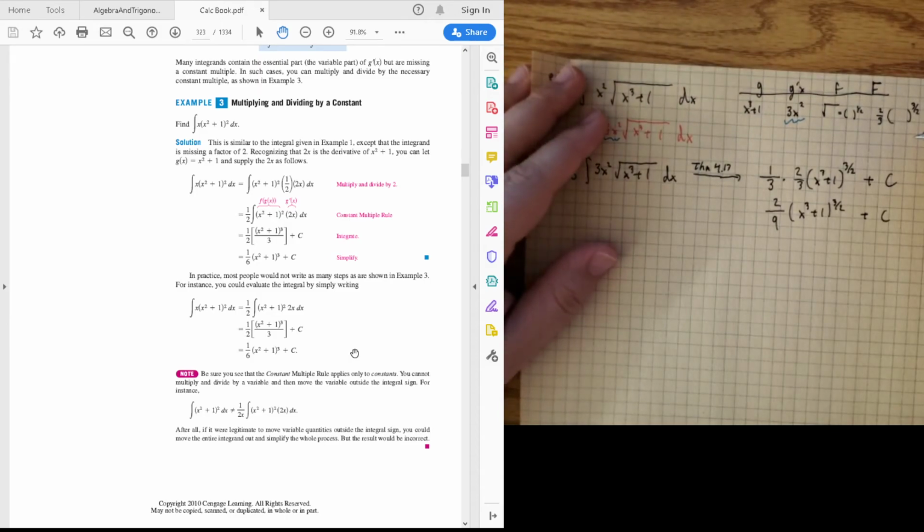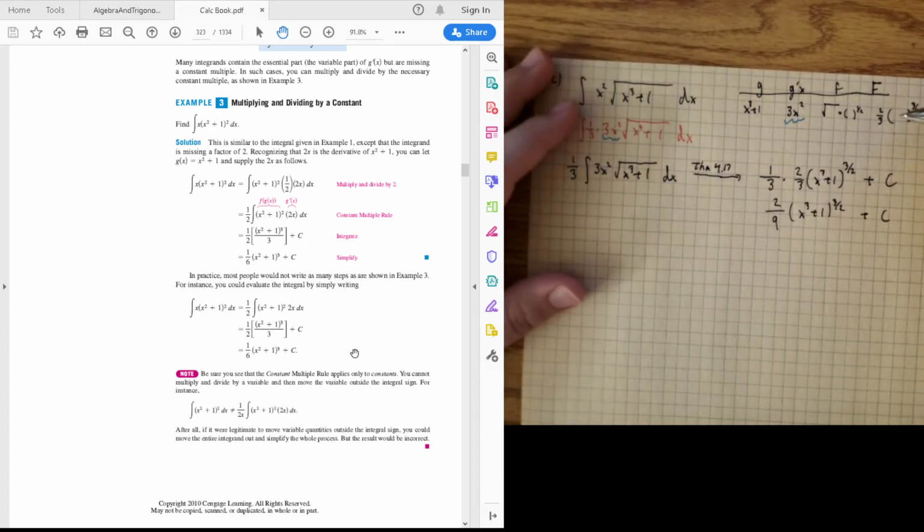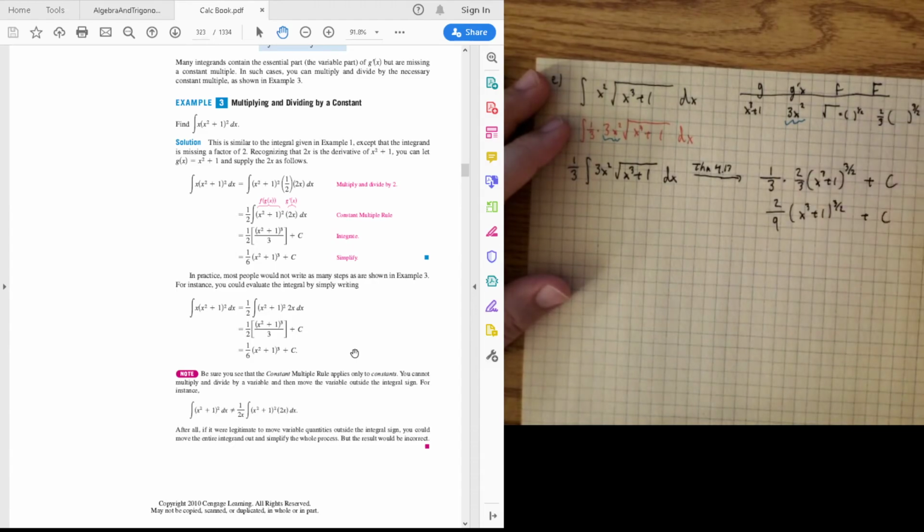Variables are usually things that can change. C is just unknown. It could be anything. So one-third c is just a different unknown, so it's still unknown. The c is absorptive in that way. We talked about that before.